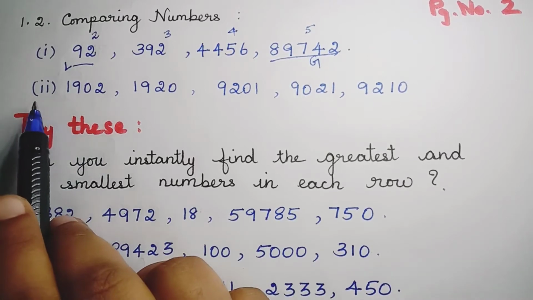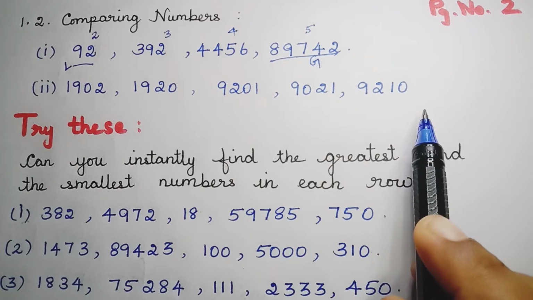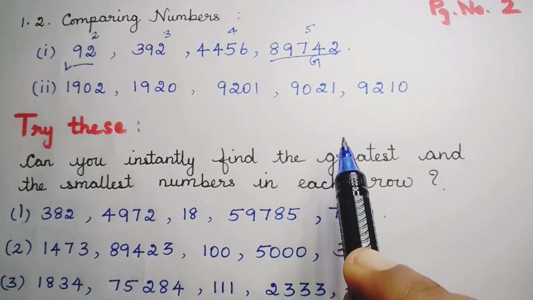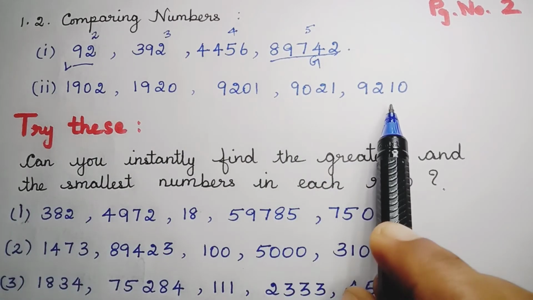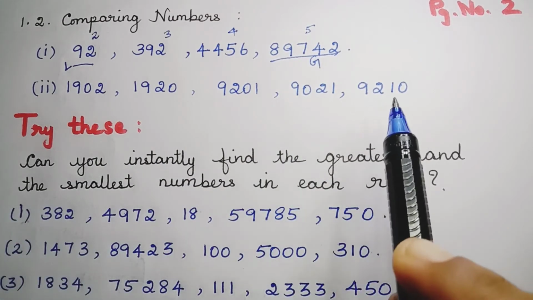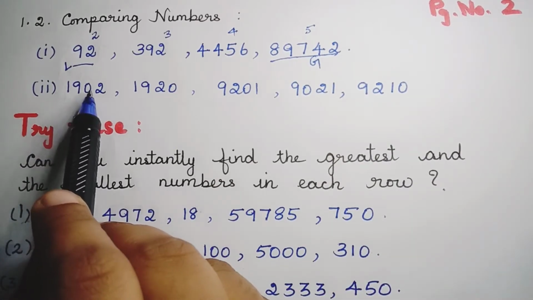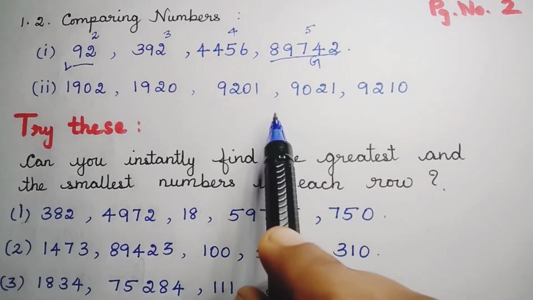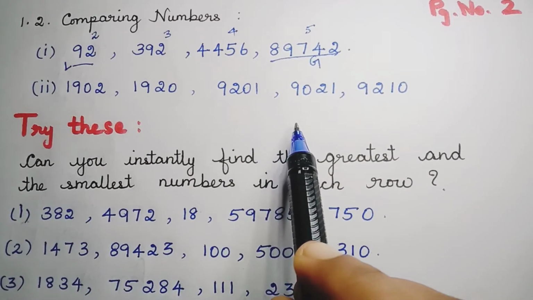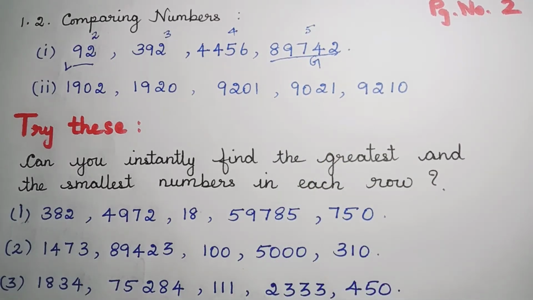In the next question, can you find which is the biggest number and which is the smallest number? Look at this. Here we have the same number of digits for all the numbers, right? All the numbers are 4 digit numbers. So how can we find the bigger number or the smallest number? Here we have to find what the first digit is.